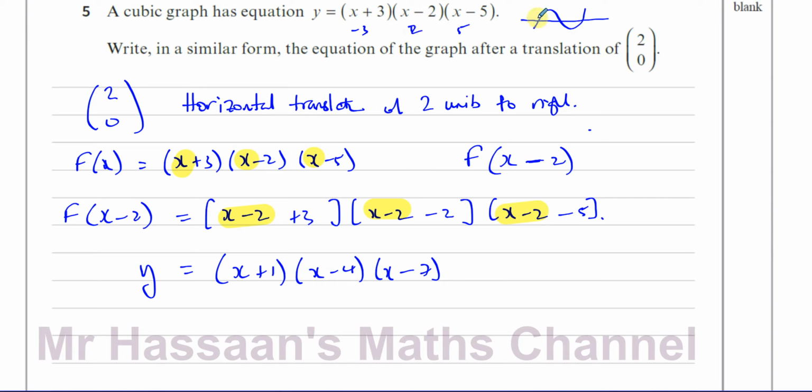Those would be the 3 roots, negative 3, 2, and 5. And if you were to move this 2 units to the right, the roots are going to move to minus 1, 4, and 7. You can see that the minus 3 is going to become minus 1, the 2 is going to become a 4, and the 5 is going to become a 7, which fits in exactly with what we said here. Okay, so let me just show you.